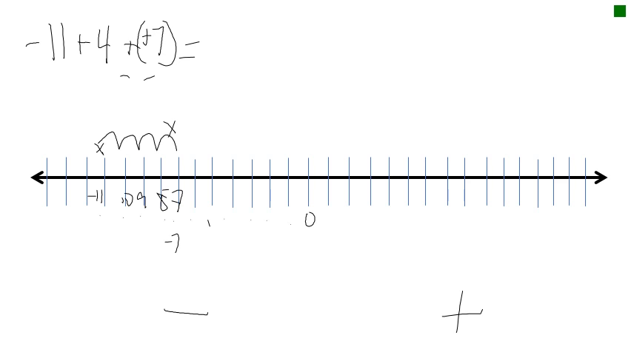So we're going to actually go positive, right? 1, 2, 3, 4, 5, 6, 7. We end up at 0. So the answer to this is 0.